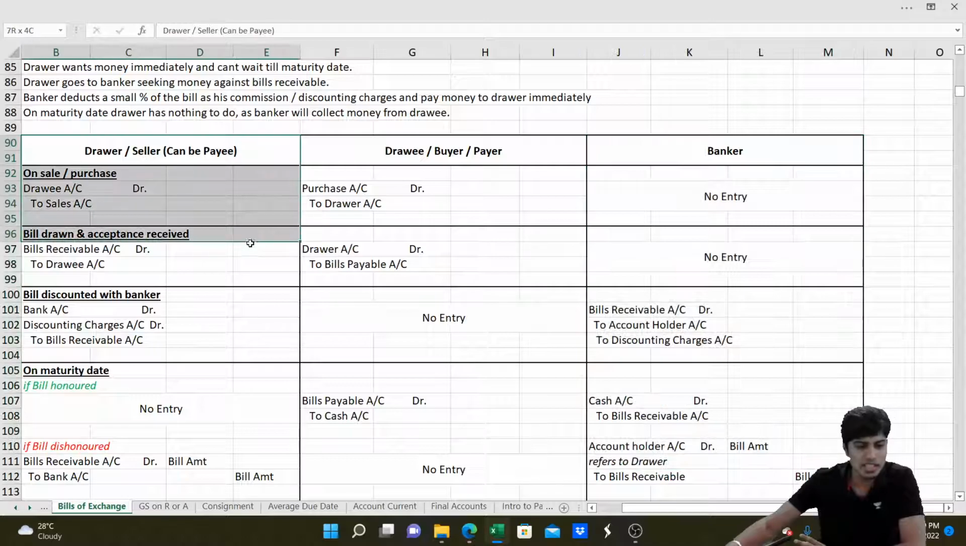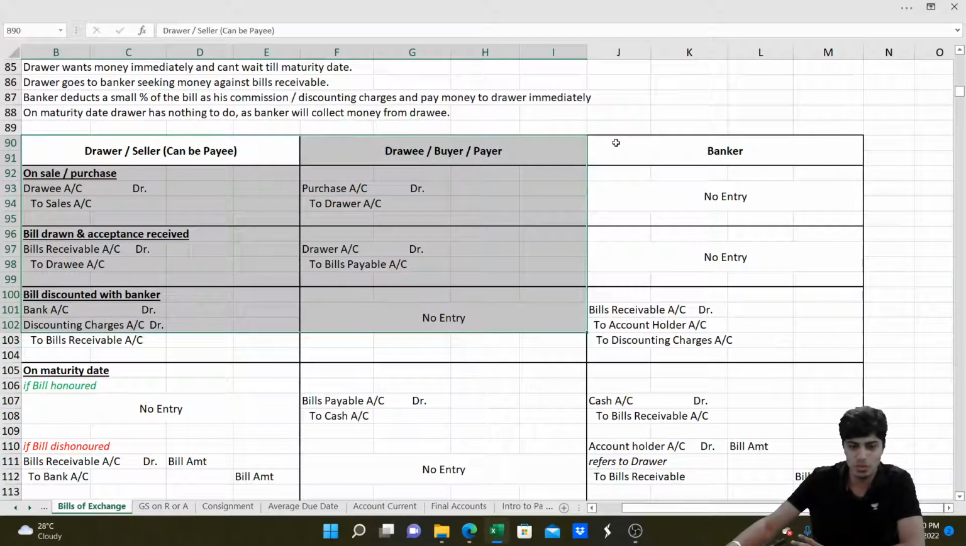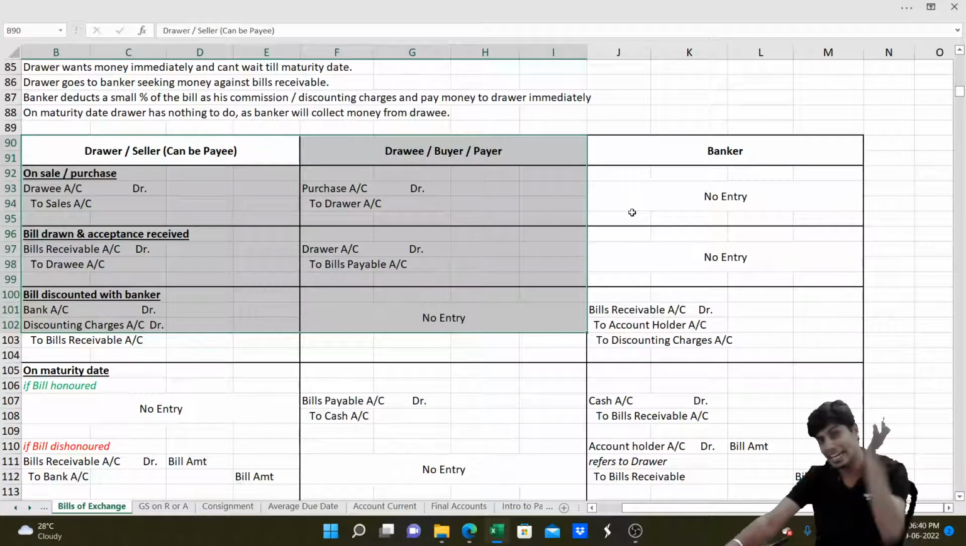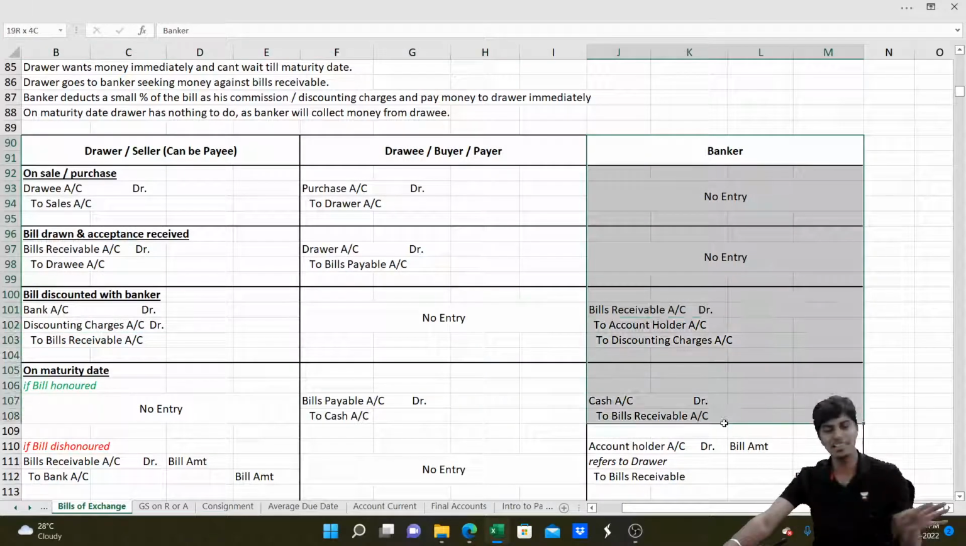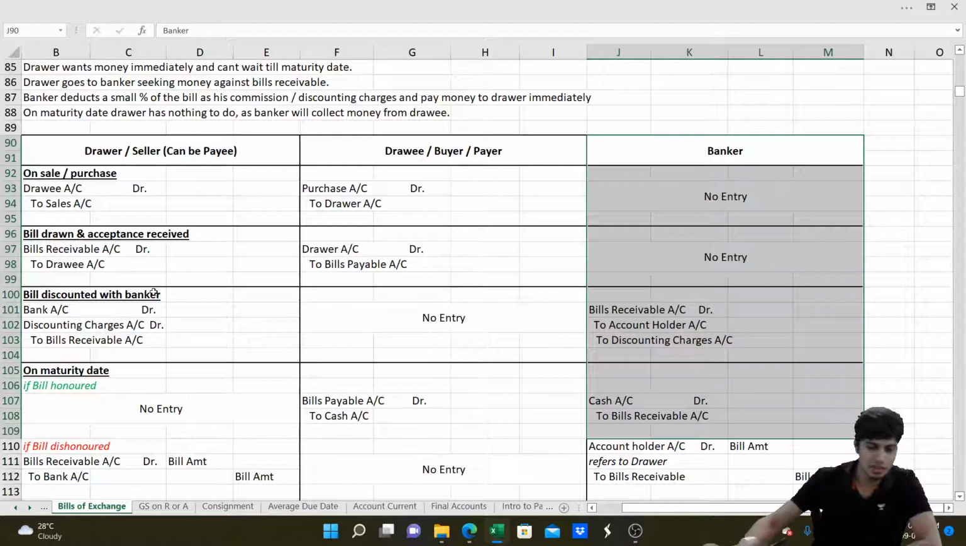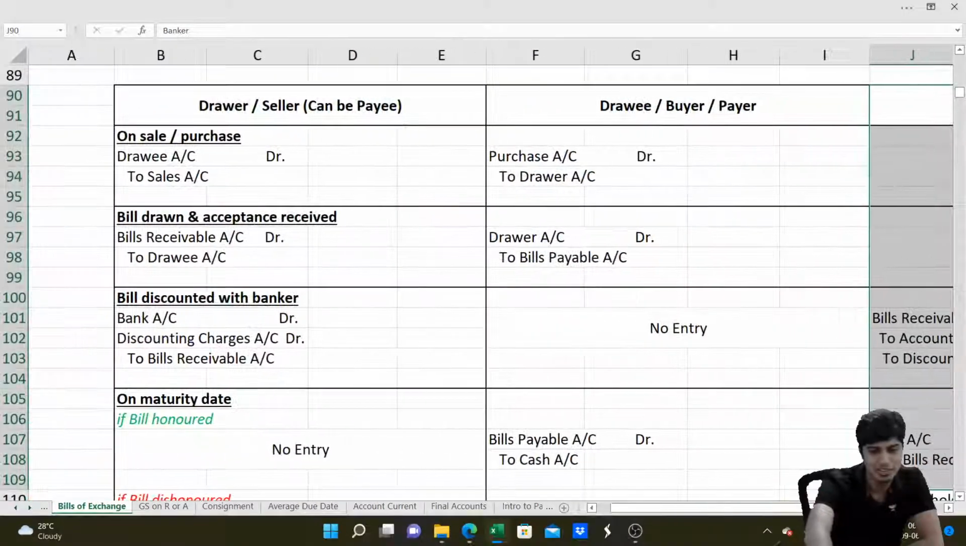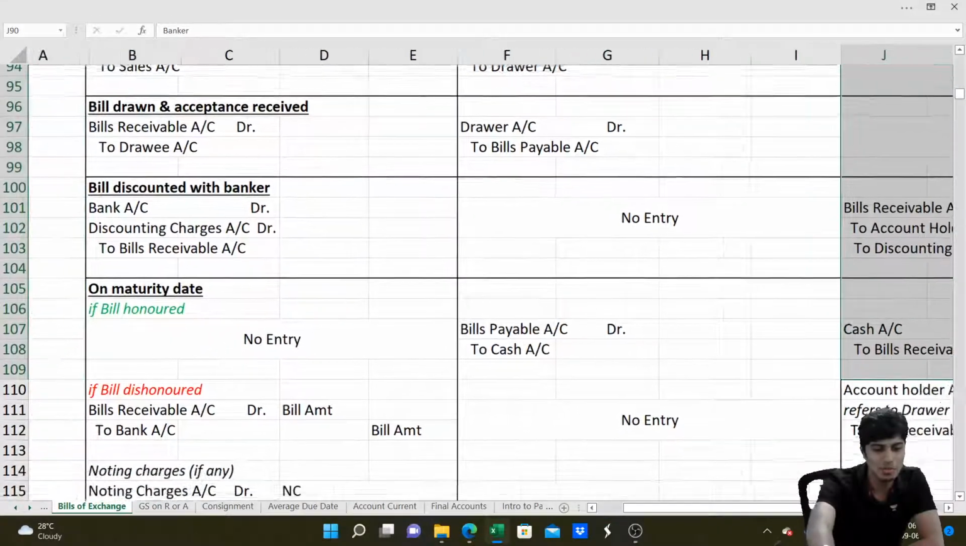In the exam, they only ask from the drawer and drawee perspective. So this was for knowledge perspective and detailed understanding perspective that I did in the class, which you can completely ignore right now, because we're on the verge of the exam. Then let's go to the maturity date.